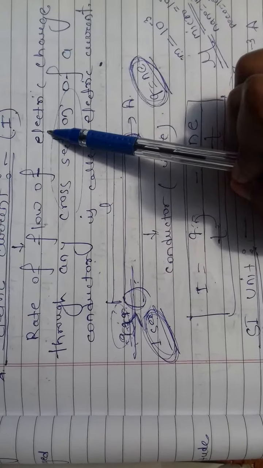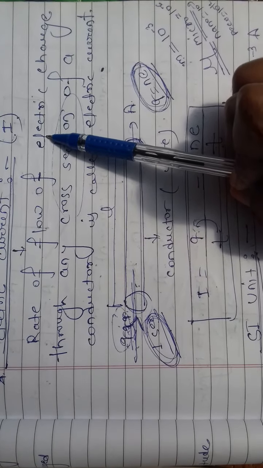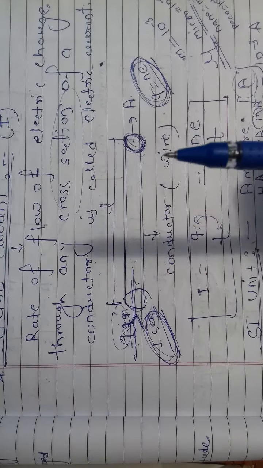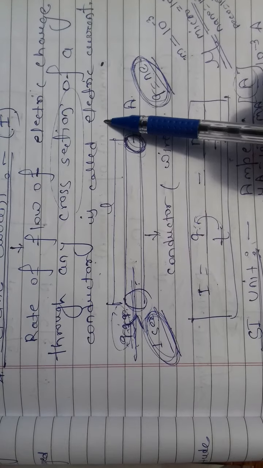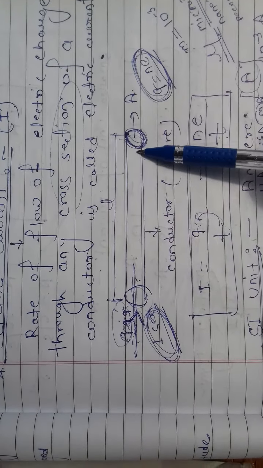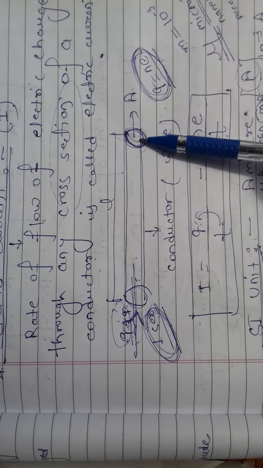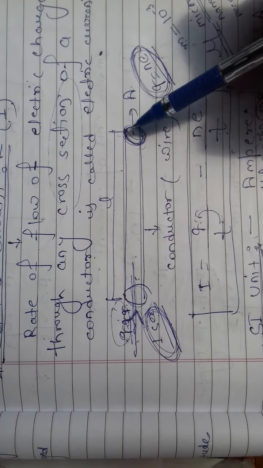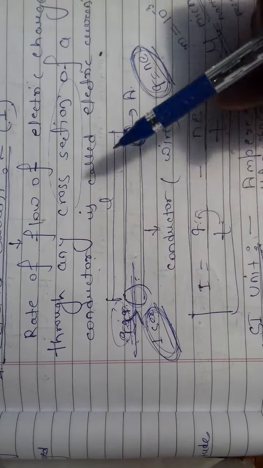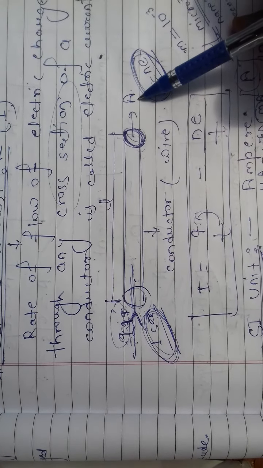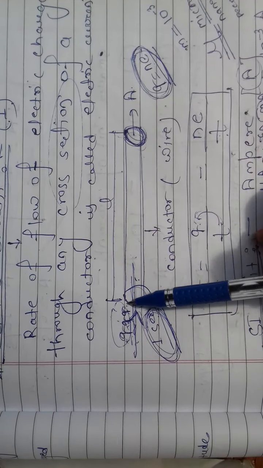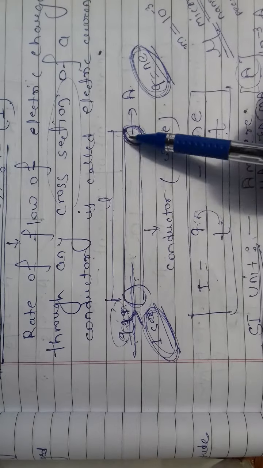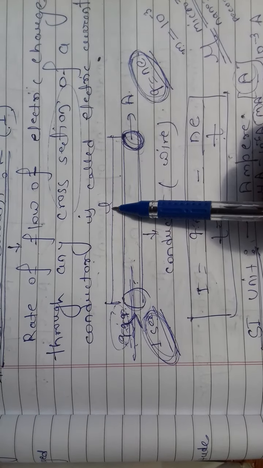Rate of flow means in unit time how much electric charge flows through any cross-sectional area of a conductor. Suppose this is a conducting wire. What is the shape of the wire? It is cylindrical. This area is called the cross-sectional area of the conductor, denoted by capital A always. And consider the length of the wire is a small l.